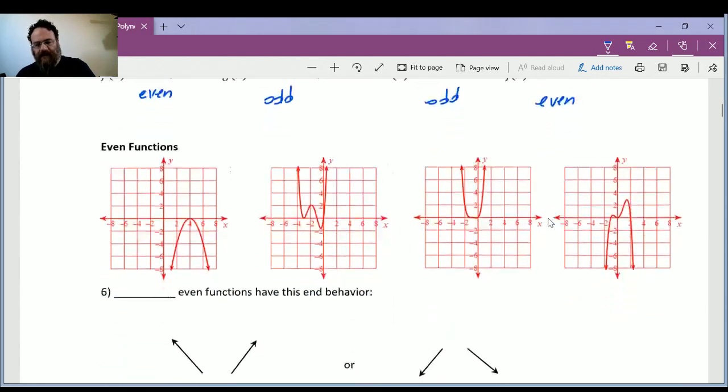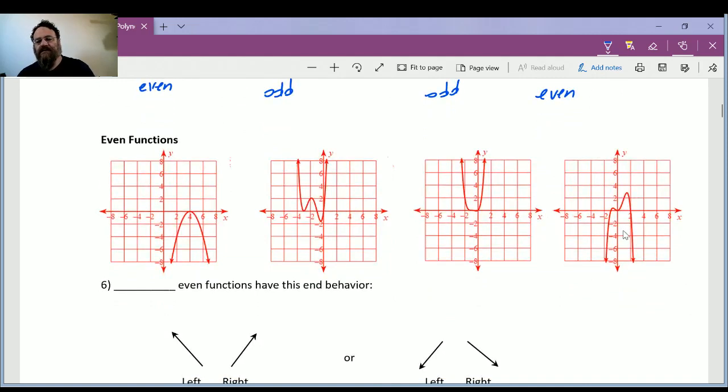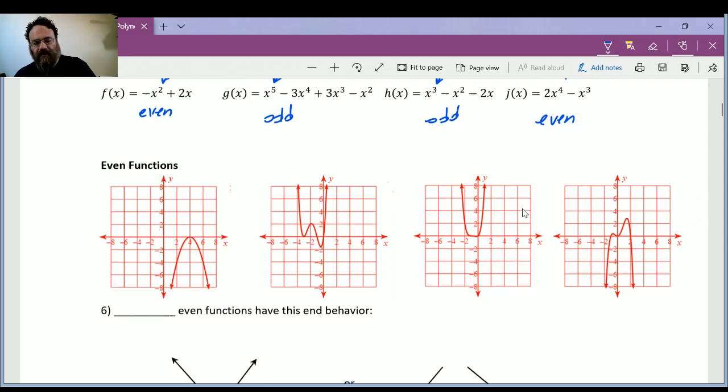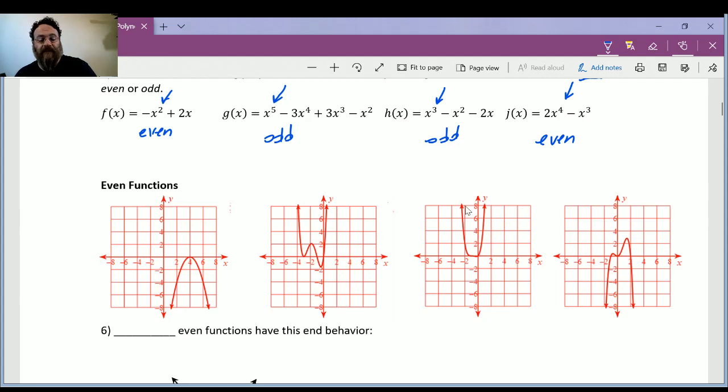Down below here, these are all examples of even functions. Specifically, these very even functions here. So negative x squared plus 2x, that's this, that's what that graph looks like. Here's x to the 5th minus all that stuff, that's what the graph looks like. This one is not that graph. No, this doesn't make any sense. Scratch everything I just said. These are not those graphs. I don't know what they are exactly, but they're all even.